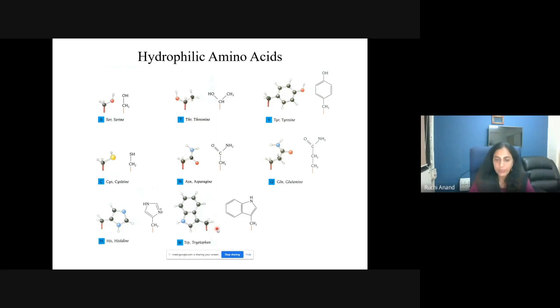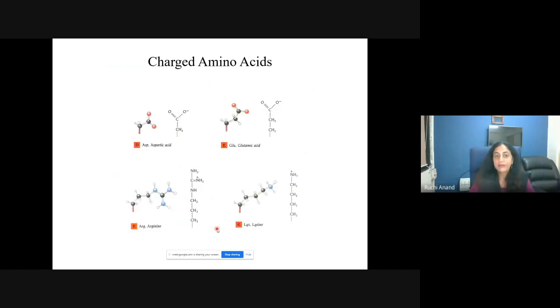So these are some of the hydrophilic amino acids, and then there are charged amino acids with head groups such as carboxylate groups, aspartate and glutamate, and arginine, which is a positively charged amino acid, and lysine. So the guanidinium group is there in arginine, and lysine, but they both have long aliphatic chains, you can see.